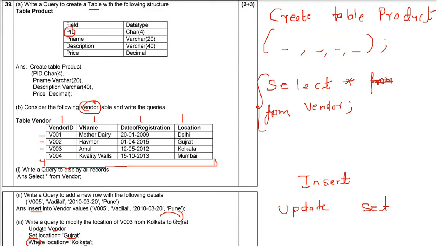And location equals Kolkata. But one more thing is given: location of V003 from Kolkata. So Kolkata is only 1. So you can just leave this query like this. But if you really want to add some more, you can add. This is optional: and vendor ID equals V003. This is just optional because Kolkata is only 1.